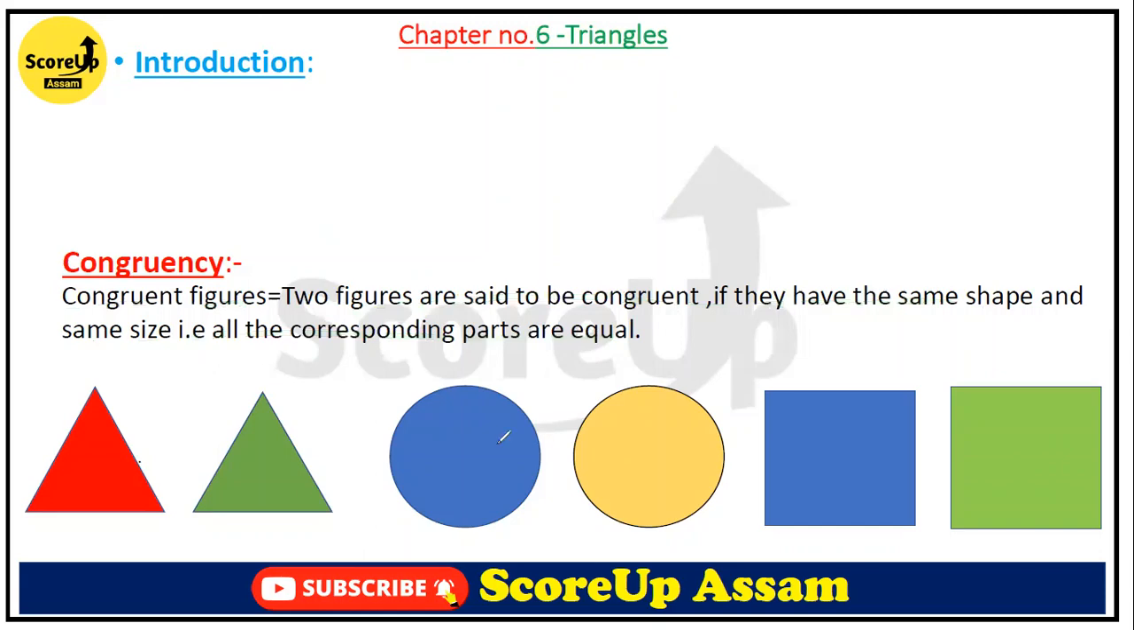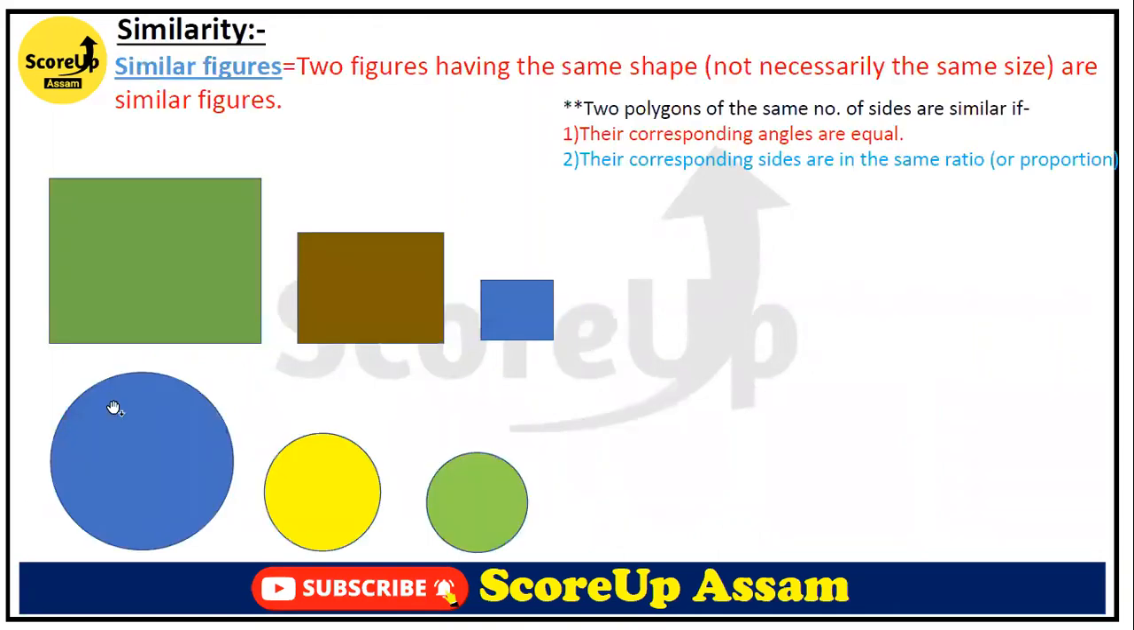So here you can see that these two equilateral triangles are congruent. These two circles are congruent. These two squares having all sides equal are congruent. Okay. Our next topic is similarity. Okay.